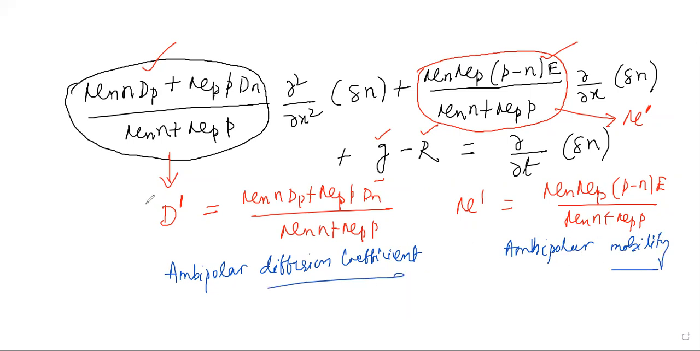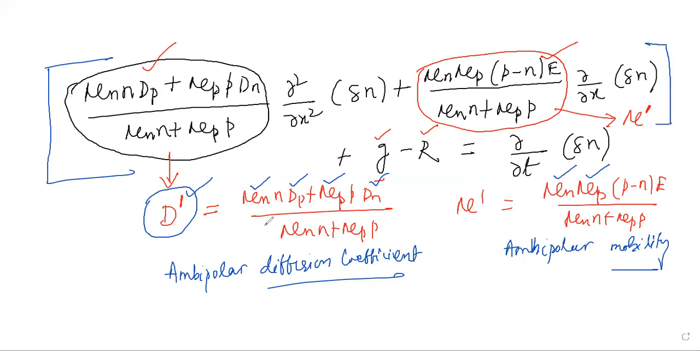Now if you will see, the effective diffusion coefficient is not independent of mobility. So you got this diffusion coefficient, but it depends upon the mobility of electron and diffusion coefficient of hole, mobility of hole and diffusion coefficient of electron, right? Similarly here, if you will see in the other one, the effective mobility depends on both electron mobility and hole mobility, right? So this particular equation we wrote here is known as the ambipolar transport equation.